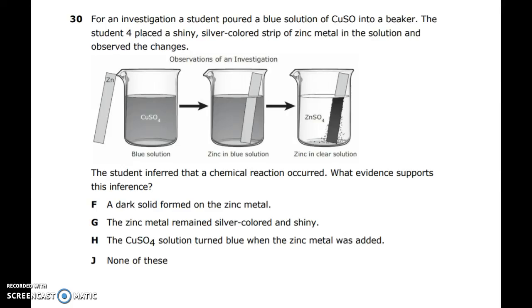F. A dark solid formed on the zinc metal. G. The zinc metal remains silver-colored and shiny. H. The CuSO4 solution turned blue when the zinc metal was added. J. None of these.